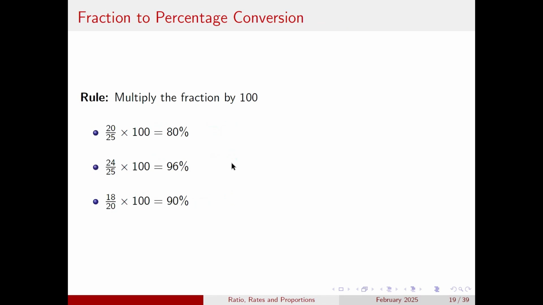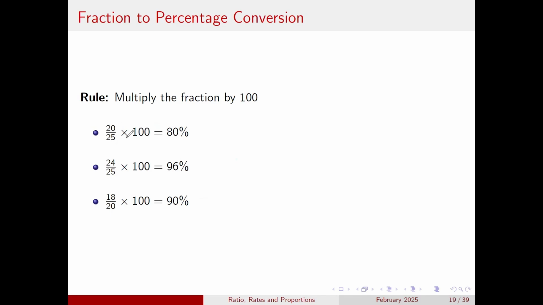Now we are looking at fraction to percentage conversion. If you have a fraction and you want to change this to a percentage, what do you do? Multiply the fraction by 100. So once again, we have three fractions here. We convert them to percentages by multiplying them by 100. So you take your first fraction, which is 20 out of 25 times 100. Once again, you can use a calculator to do this. Otherwise, you could simply cancel out to find the final figure.